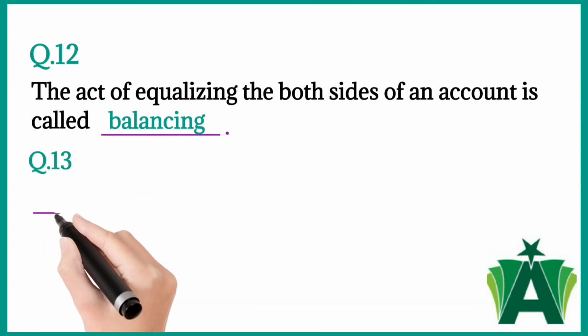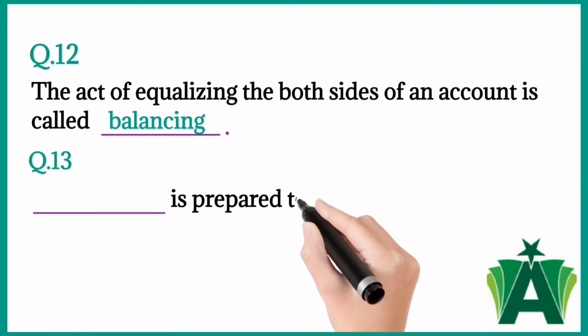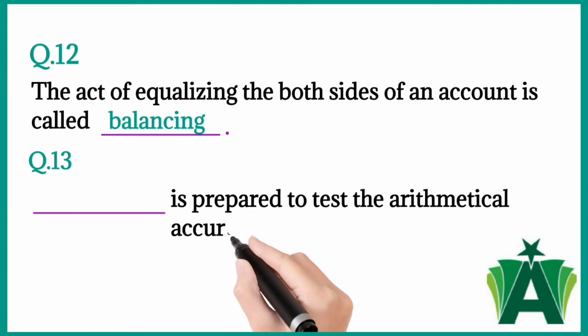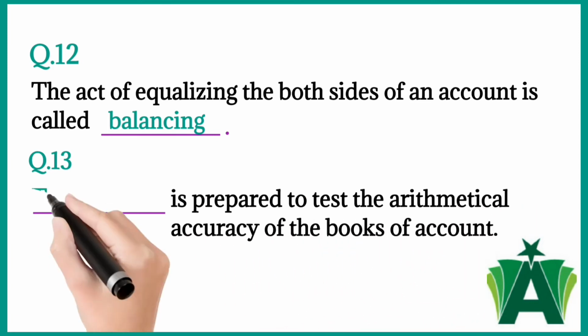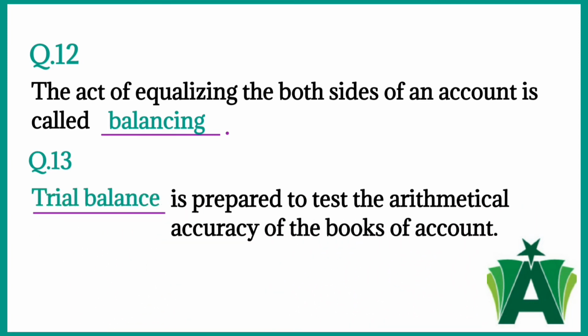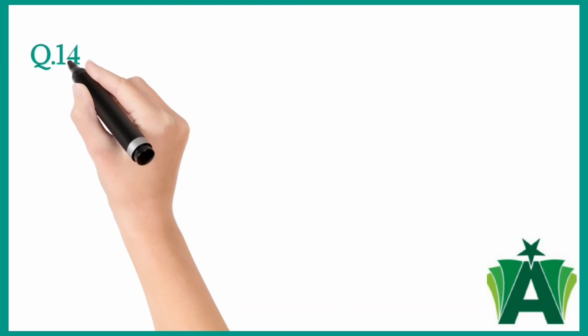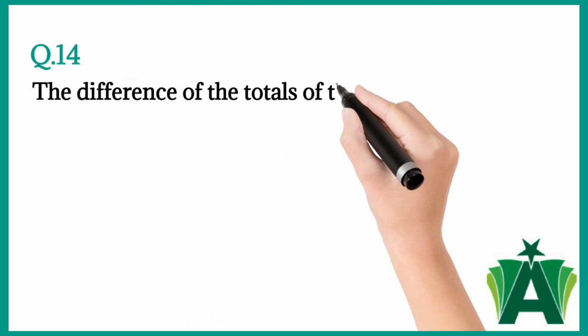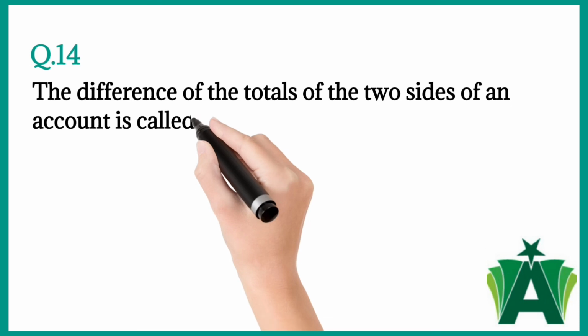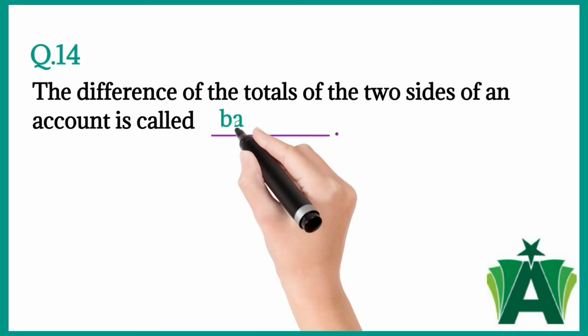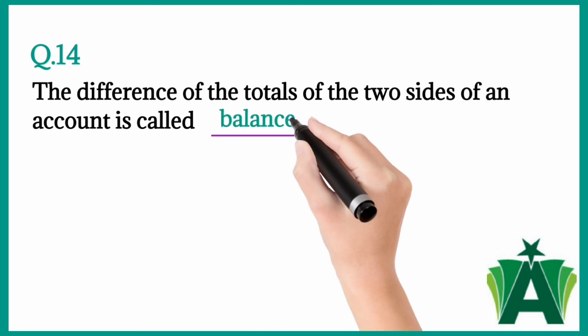Question number 13. Dash is prepared to test the arithmetical accuracy of the books of account. The correct answer is trial balance. Question number 14. The difference of the totals of the two sides of an account is called dash. The correct answer is balance.